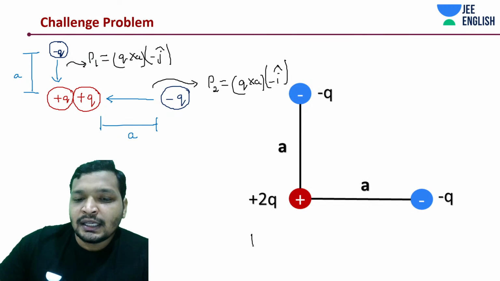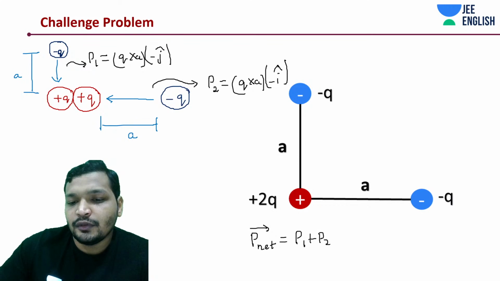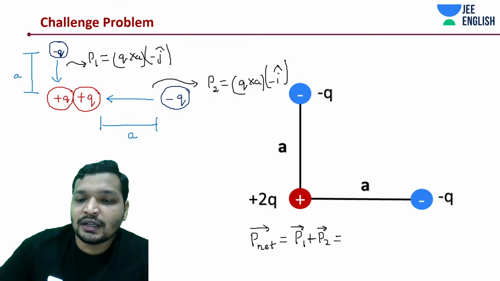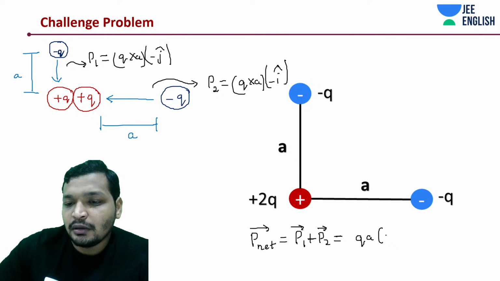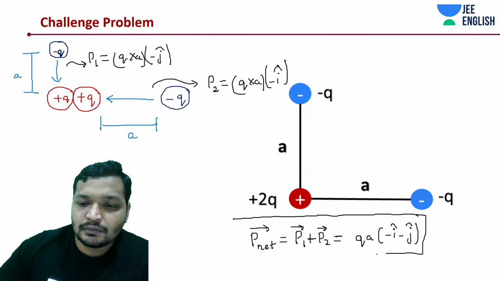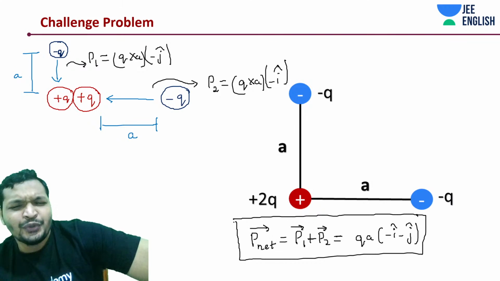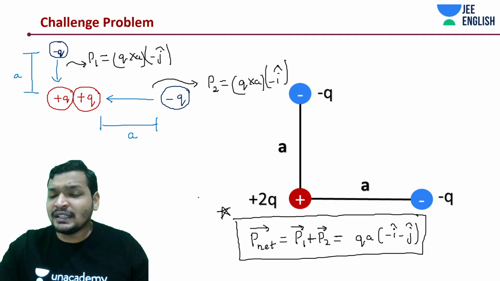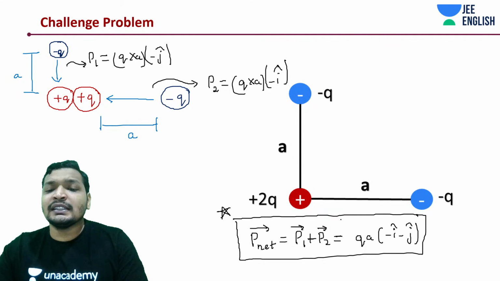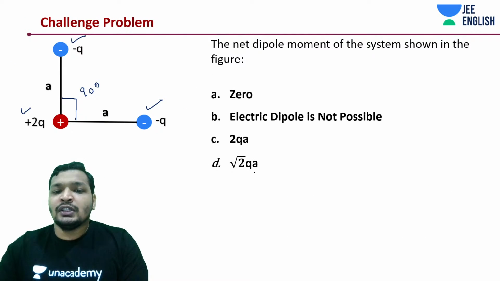So what is your net dipole moment in this case? As a vector quantity, it's P1 plus P2 vector. What does this give you? This gives you something like q into a, you can take out as common, minus i cap minus j cap. That is it. Now this is exactly the value of dipole moment. This is the dipole moment, q into a, minus i cap minus j cap. Now coming to the part where you have to calculate the magnitude of the dipole moment, what would you do? You would basically take a mod of P net. Okay, so that would be root 2 qa, right?